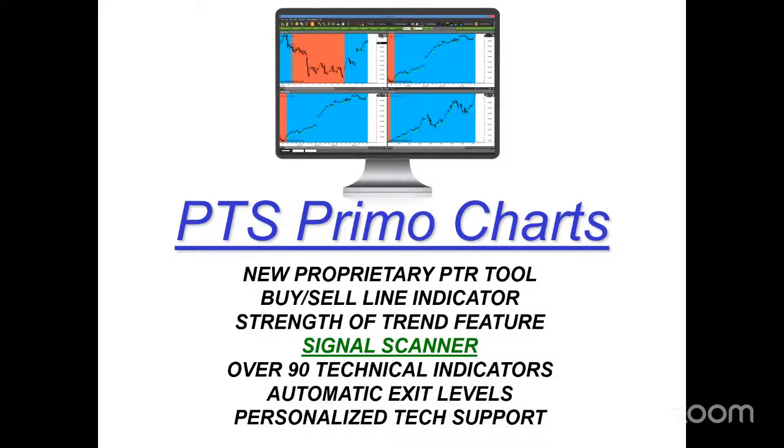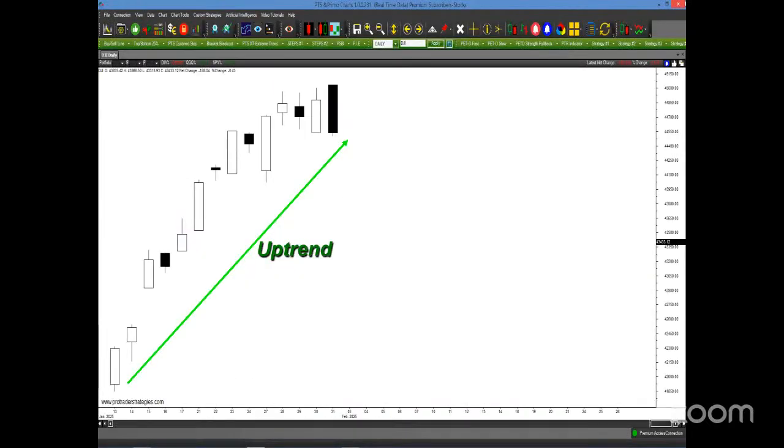So the signal scanner, you can scan for a host of different markets and stocks, currency pairs, crypto, ETFs, all of the major indices, the NASDAQ 100, the S&P 500 stocks, and it takes you literally less than a couple of minutes to come up with a nightly source of PTR setups, okay? Now, if you had the PTS Primo charts and the PTR, you could have scanned for this. This happened just this past month.